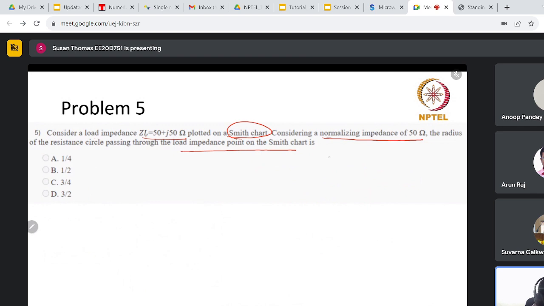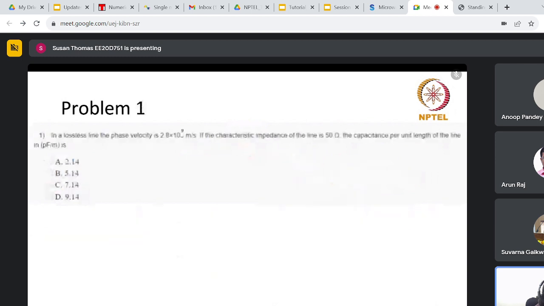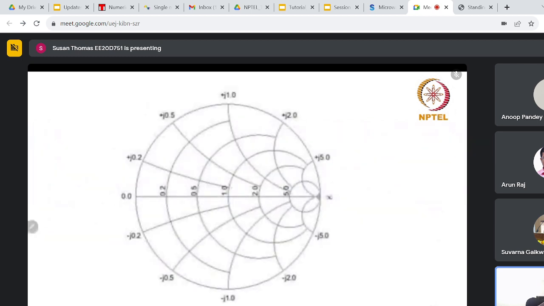Okay, so what is the normalized impedance? Actual impedance divided by Z naught. So 50 plus j50 divided by 50, which becomes 1 plus j. So this is the impedance point. If you remember on a Smith chart, 1 plus j: this is the R equal to 1 circle and this is the X equal to 1 circle. The intersection point is this one, and this will be the ZL, that means the normalized impedance.